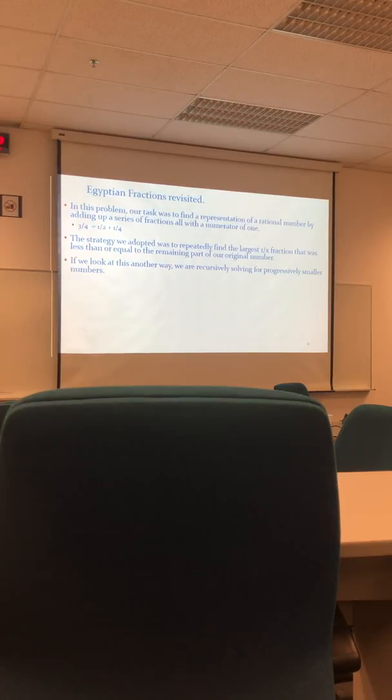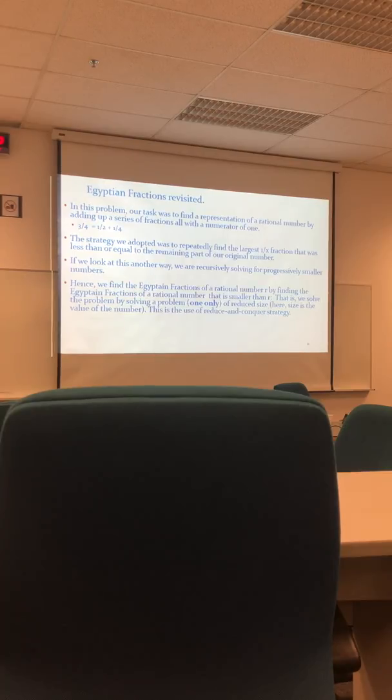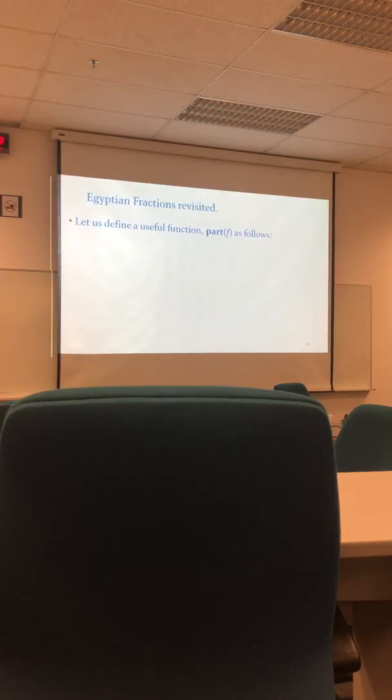If you look at this another way, earlier we did not really express it in terms of algorithms. Here, the Egyptian fraction of a rational number is found by finding the Egyptian fraction of a rational number that is smaller. It is still based on the same method we discussed in the greedy approach. Every time we reduce the size of the problem.